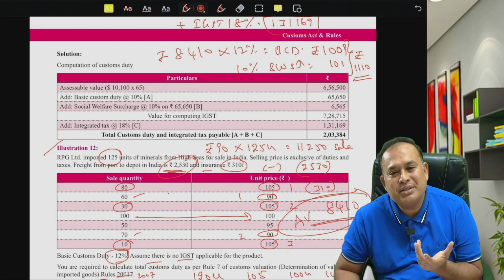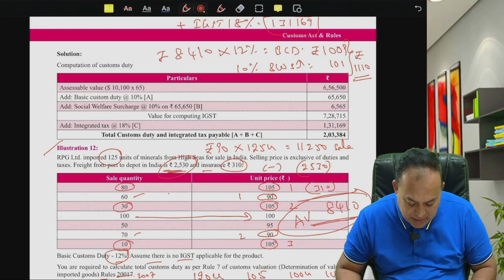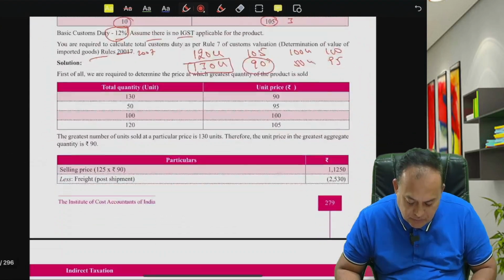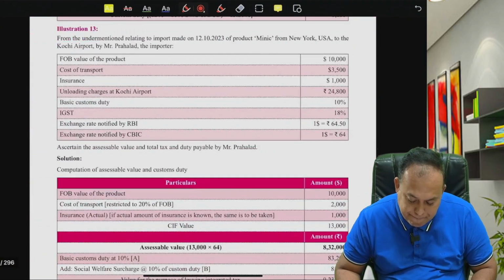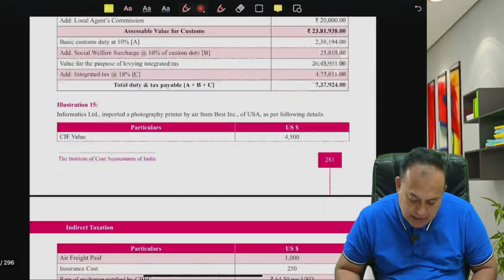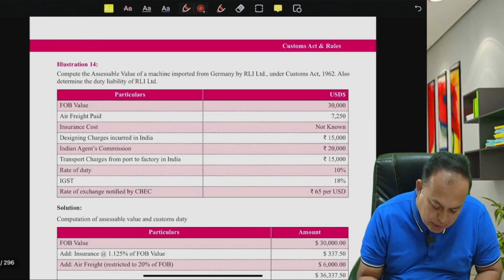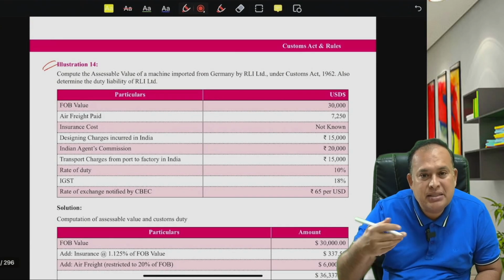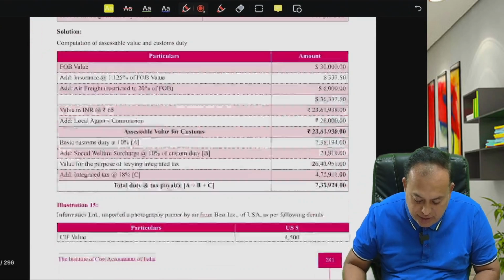As simple as this. Further, my dear friends, this particular problem is a repetition problem. What I did earlier is repetition, so you can easily identify it.